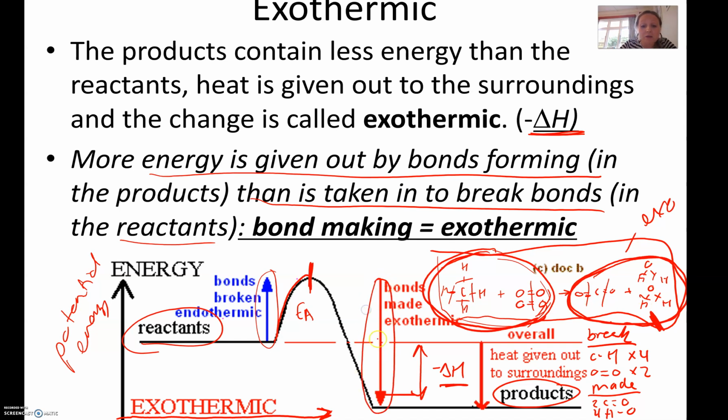And you can see here the red arrow, the making of bonds, is far bigger than the blue arrow, which is the energy to break the bonds, which is why this reaction is overall exothermic, because more energy is released when making the bonds than is taken in to break them. And that is exothermic. So exothermic can be described in this energy way. So more energy given out by making bonds in the products than taken in to break bonds in reactants, and bond making is exothermic. Now I'm going to come back in a second to do the endothermic. See you soon.